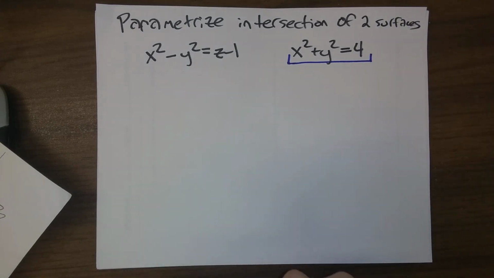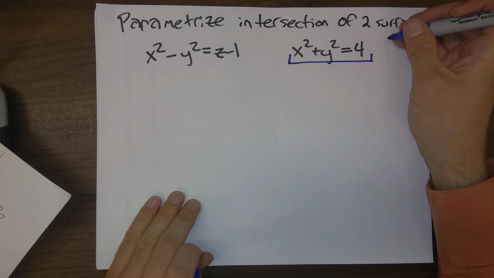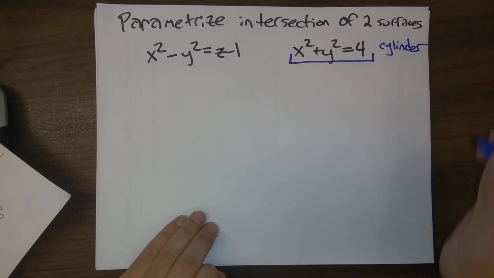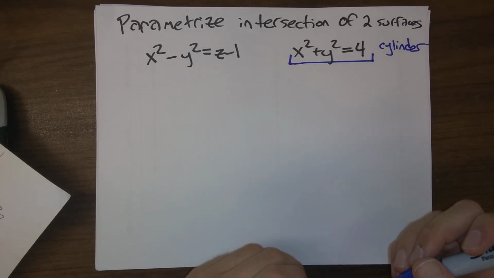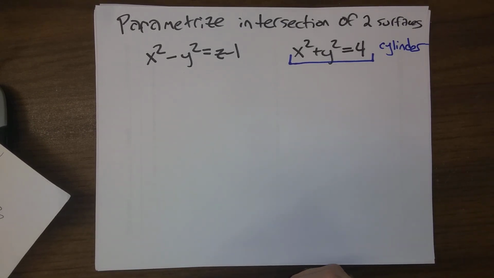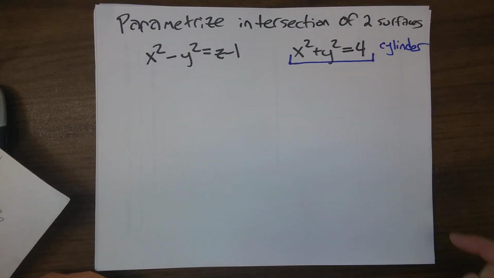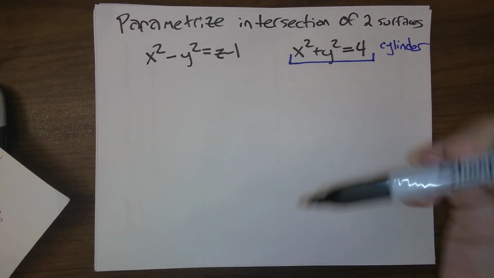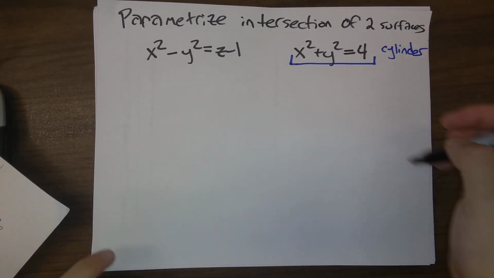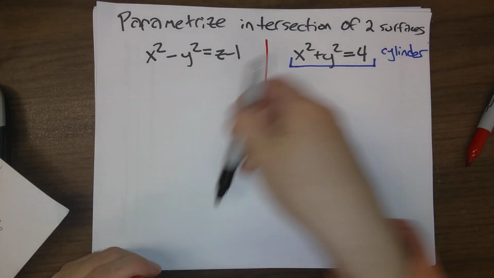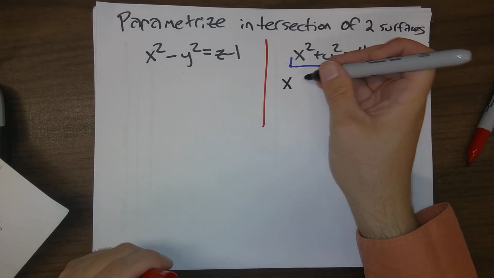And the reason we can get away with this is using the fact that x squared plus y squared is equal to 4 is one of our surfaces. That, of course, is the equation of a cylinder. And so we can parametrize the cylinder independently of z by saying that, independent of z, we just go to the xy plane. This ends up being a circle just in the xy plane.